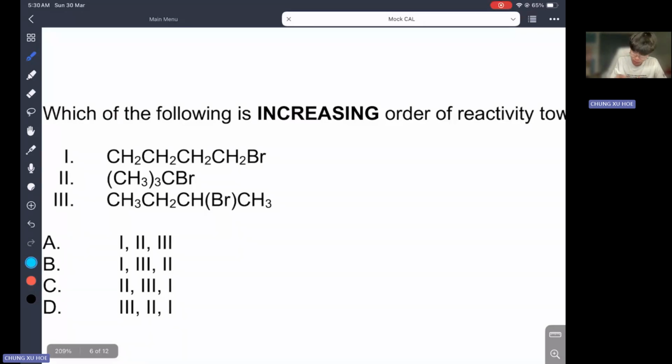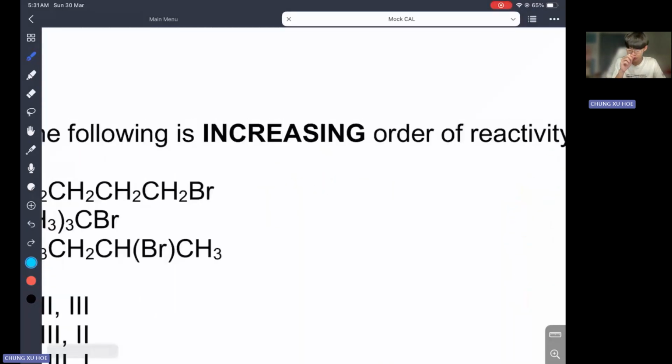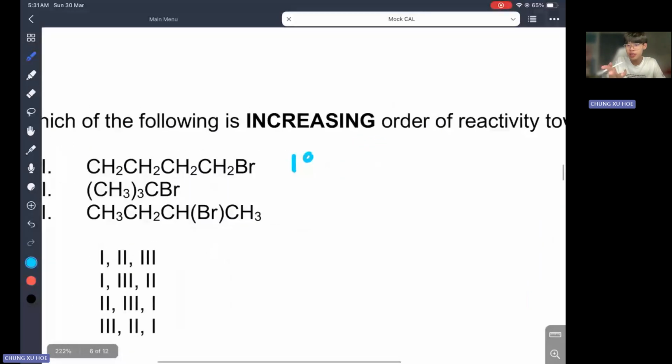So if you don't know, you can just write it out. So CH2, and then bind with Br. This is for the first one. And then those are just H. So this is only one R group. That means this is primary halogenoalkane. The second one has 3 CH3. That means 3 R groups, CH3. So this one is tertiary. Third one, don't know, draw it out. CH3.